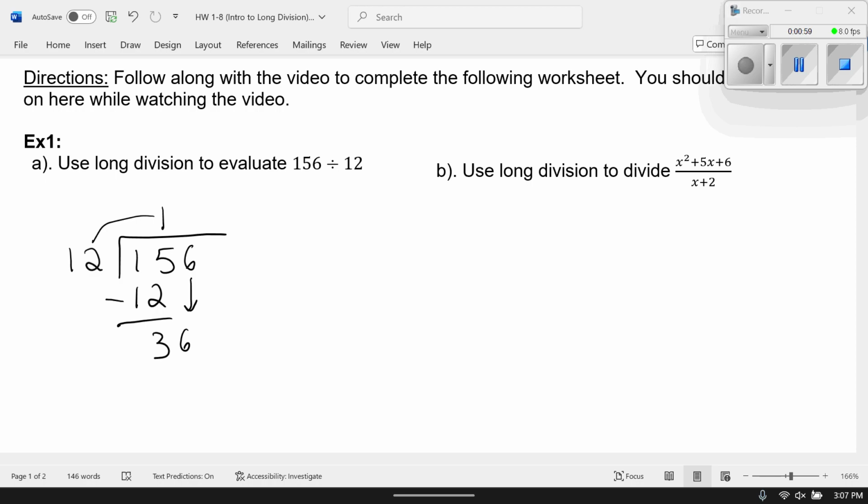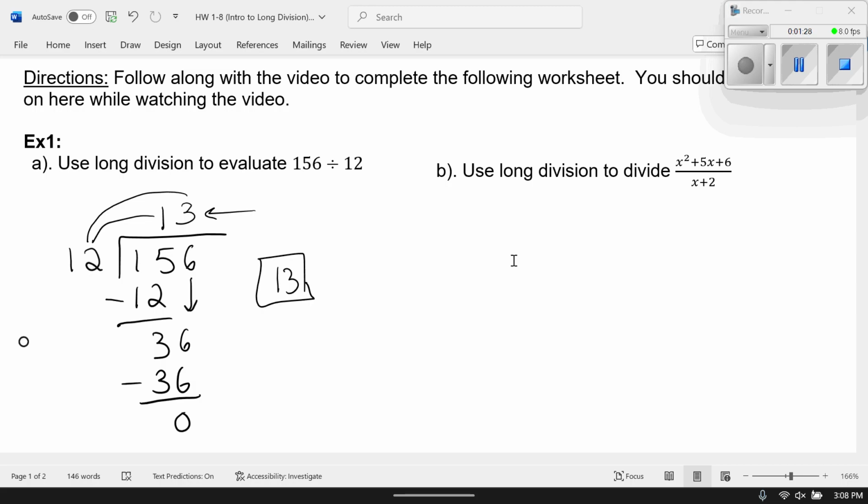36 divided by 12 is 3. 3 times 12 is 36. And you subtract. 36 minus 36 is 0. So we say that 156 divided by 12, your answer is up top, which is 13.